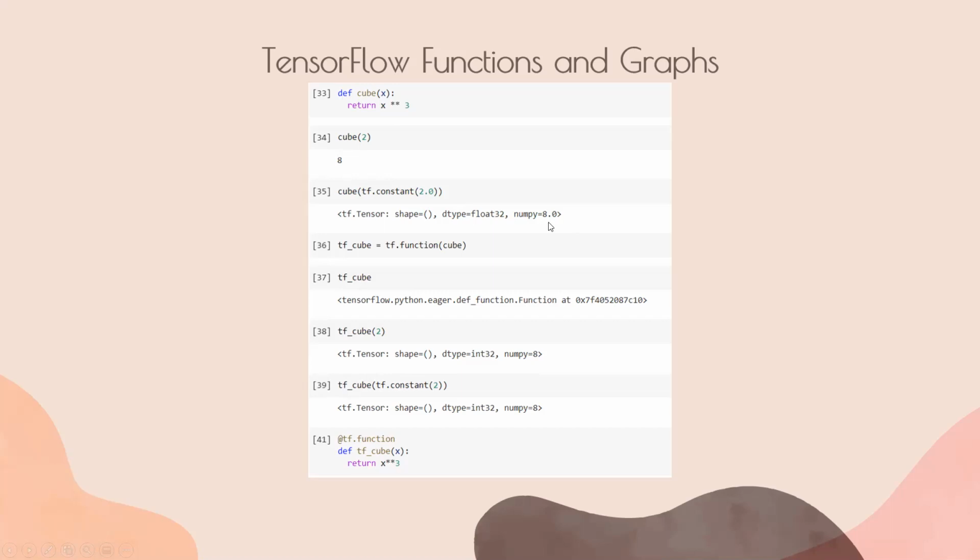But you can also make it into a TensorFlow operation. So you can, like this, make this cube into a TensorFlow function. And so TF cube, you can see that's made into a function, and we pass 2 into it, and we get 8. And you can also use a TensorFlow function to pass through a tensor, and then you get 8. And you can also use a decorator like this to do that in another way.